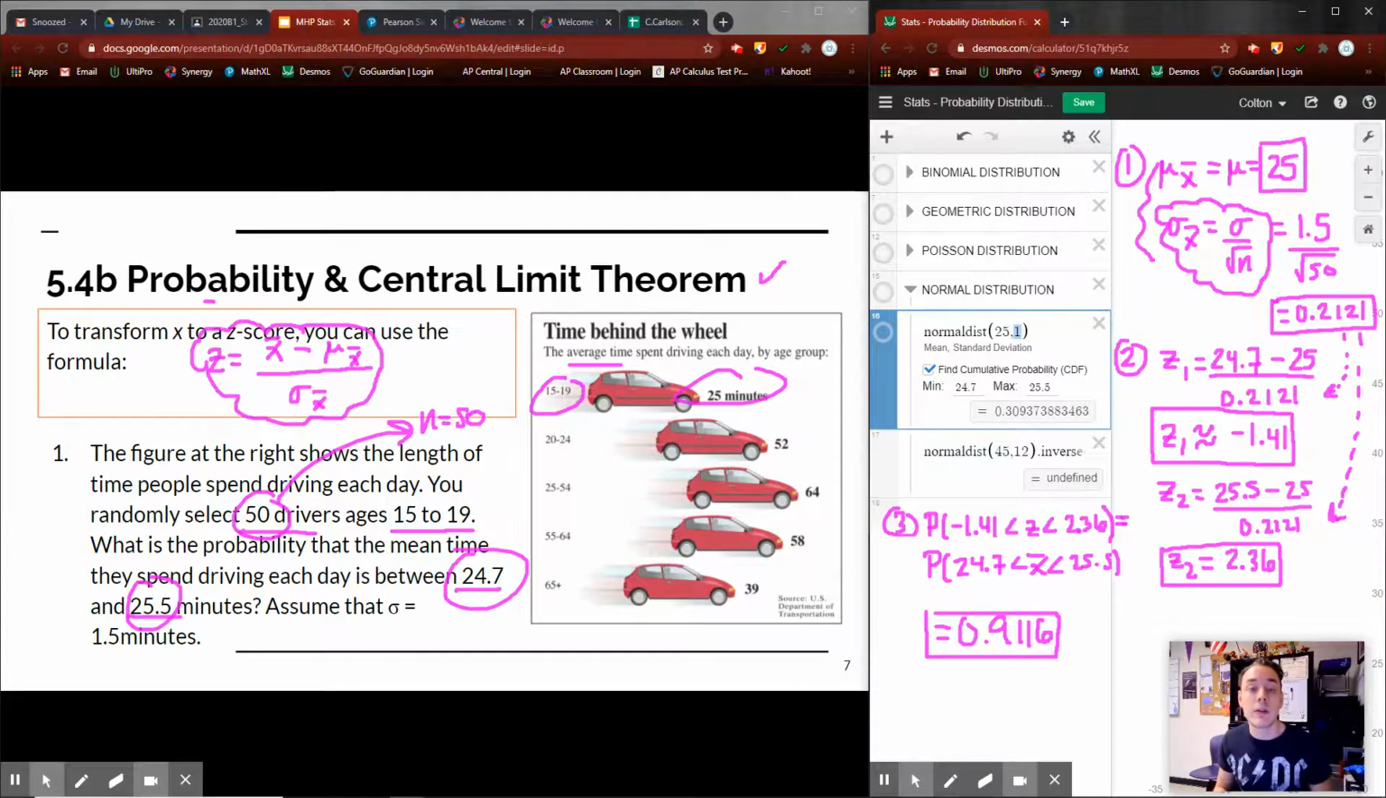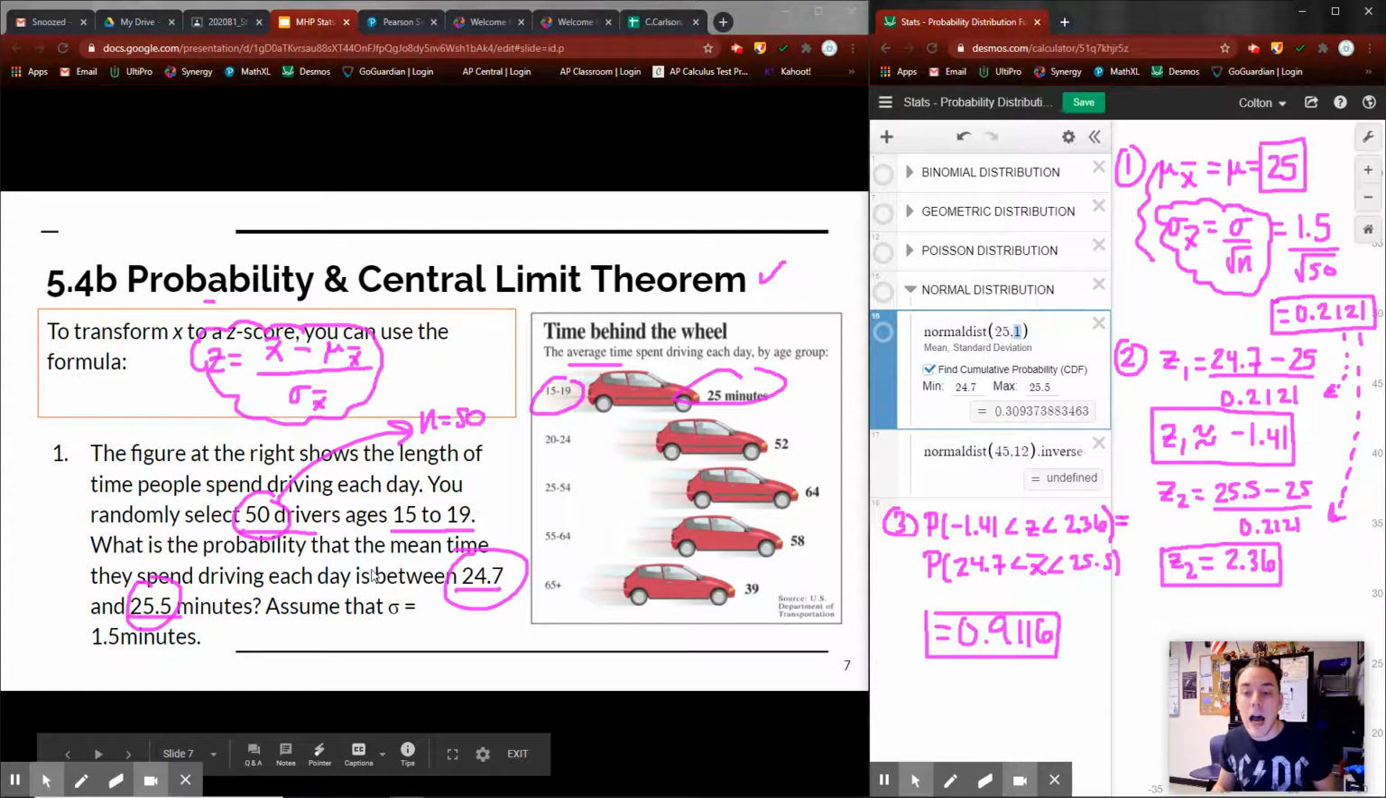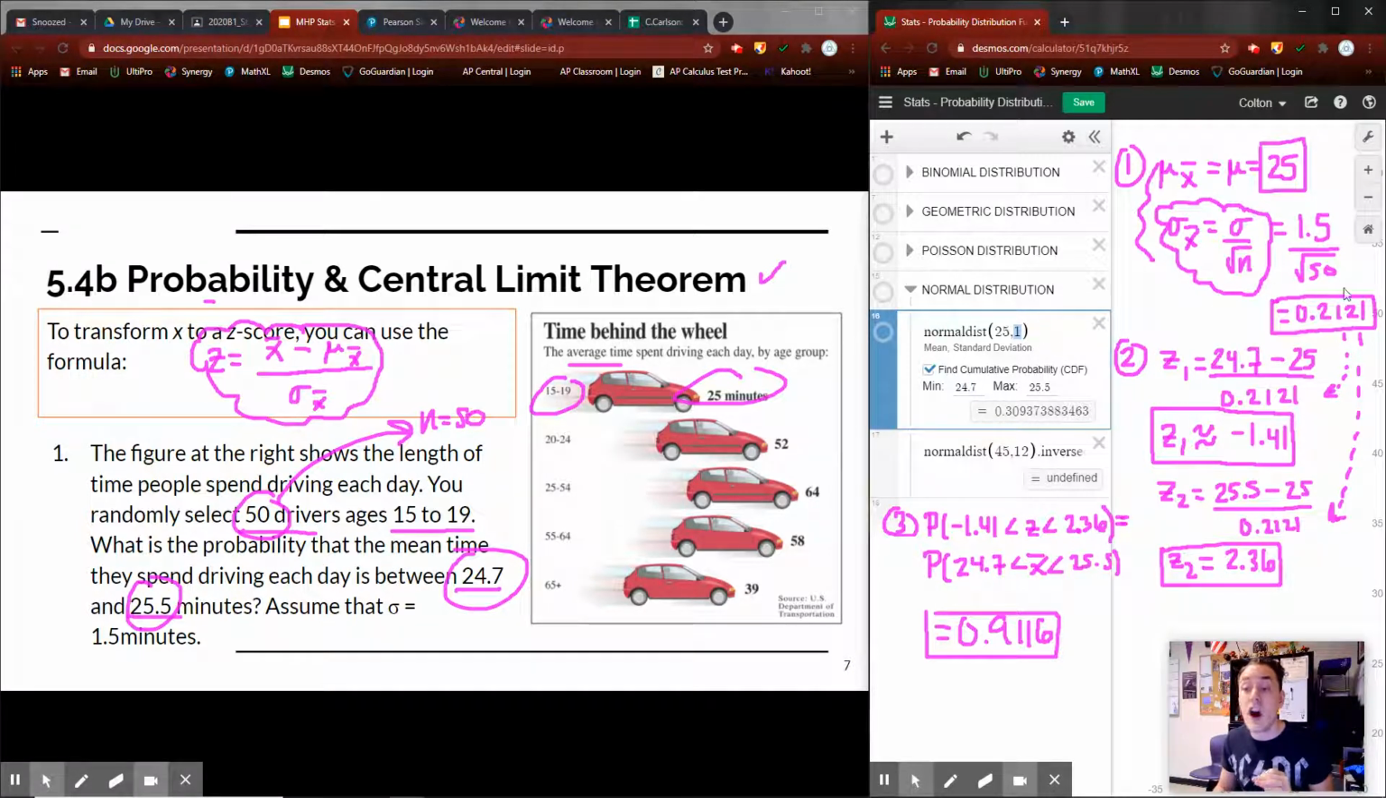But now what we're going to be doing is find the probability of the sample, not the population, which means I'm not going to use the population standard deviation. I'm going to be utilizing the standard deviation of my sample, or the standard deviation of my sample means, which we found is this, 0.2121. So I'm going to erase this, 0.2121. Now, it's a little bit different.